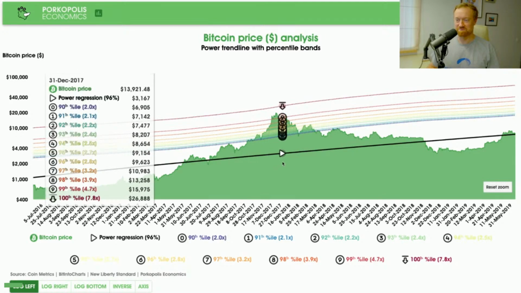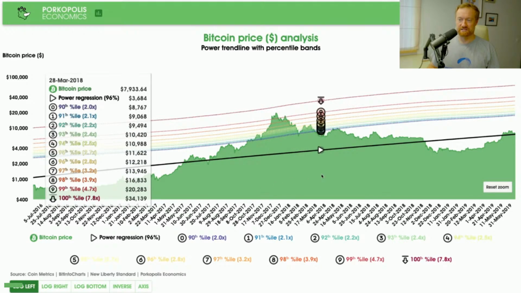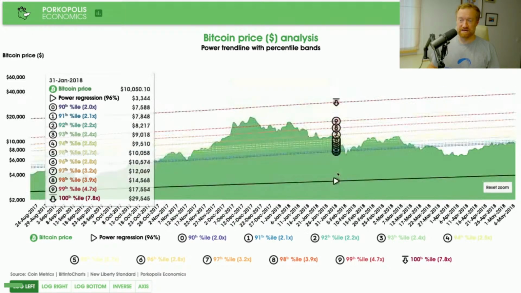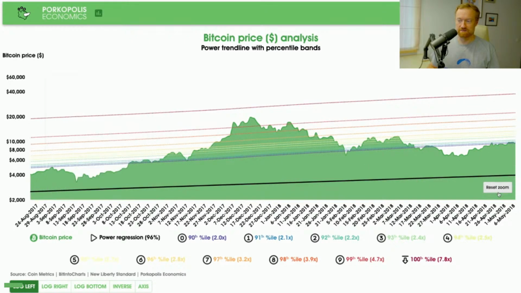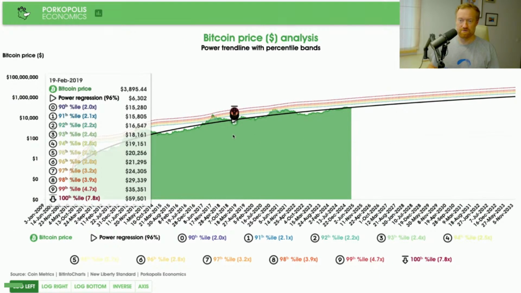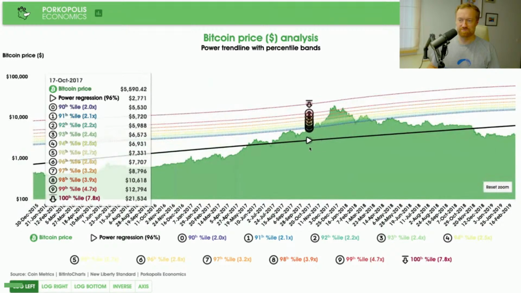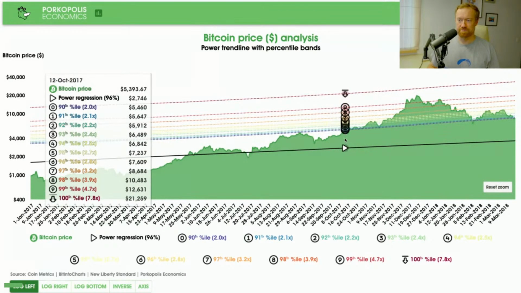I'll be quick here today, so I'll try to not lecture too much, but just show the bands. Okay, so the 90th still actually was pretty rare in 2017. Let's see how long we crossed the 90th. Get a better zoom. All right. There we go.